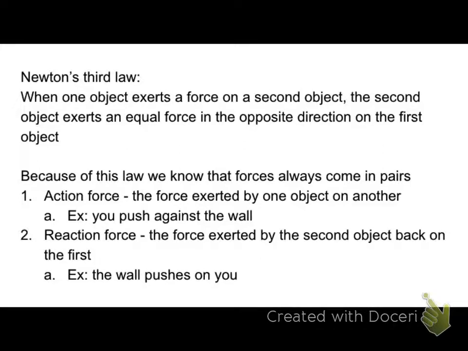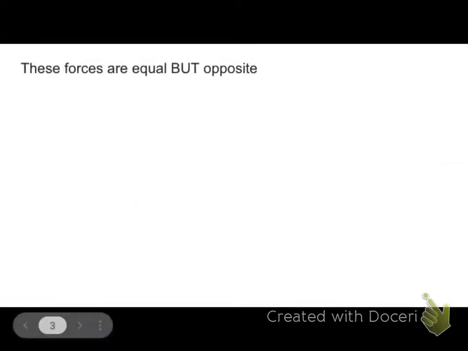So we know from our study of forces so far that objects move in the direction of the force acting on them. So if my force was what caused me to move backwards, then my force should have been pushed backwards, not towards the wall. So Newton's third law tells us that my push force is the action force, and then the reaction force of the wall pushing on me is the reason that I move backwards. Forces are equal but opposite.